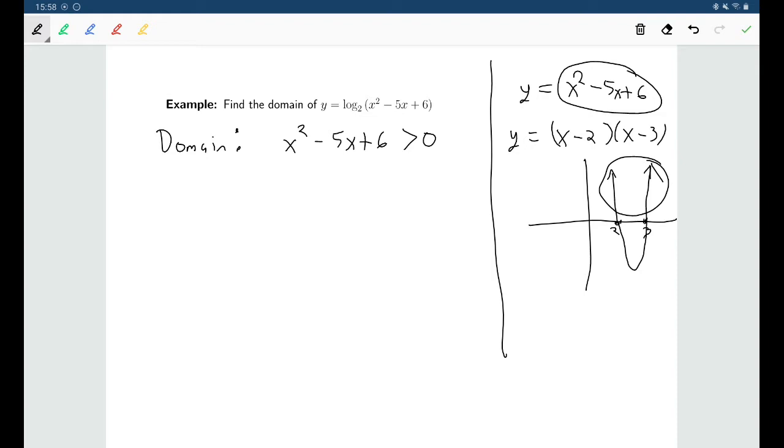But to the left of 2 or to the right of 3, that parabola would be above the x-axis, which means that either x is less than 2 or x is greater than 3. Any of those values of x would have that parabola above the x-axis, which means it would have a positive value.